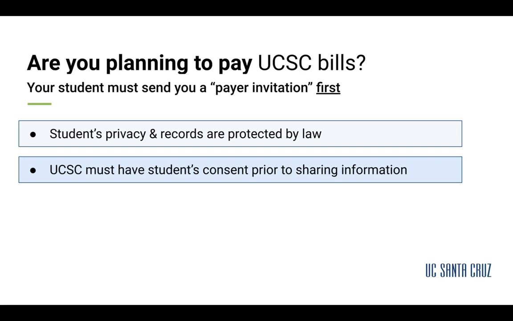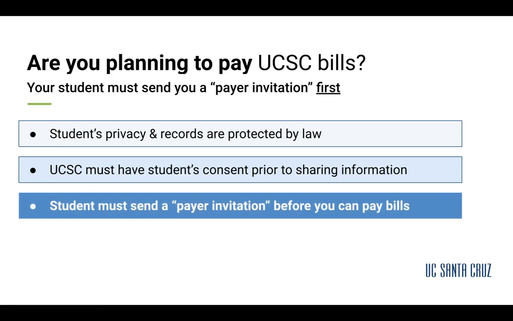Before a parent or guardian can access student billing information or make payments on a student's account, your student must send you a payer invitation. This is because the Family Educational Rights and Privacy Act, or FERPA, protects the privacy and records of all students, and a student must give their consent before the university can share any information from their account or bills with anyone, even you. If you plan to pay part or all of your student's university bills, the student must send you a payer invitation from their own account to give you access to their financial information.